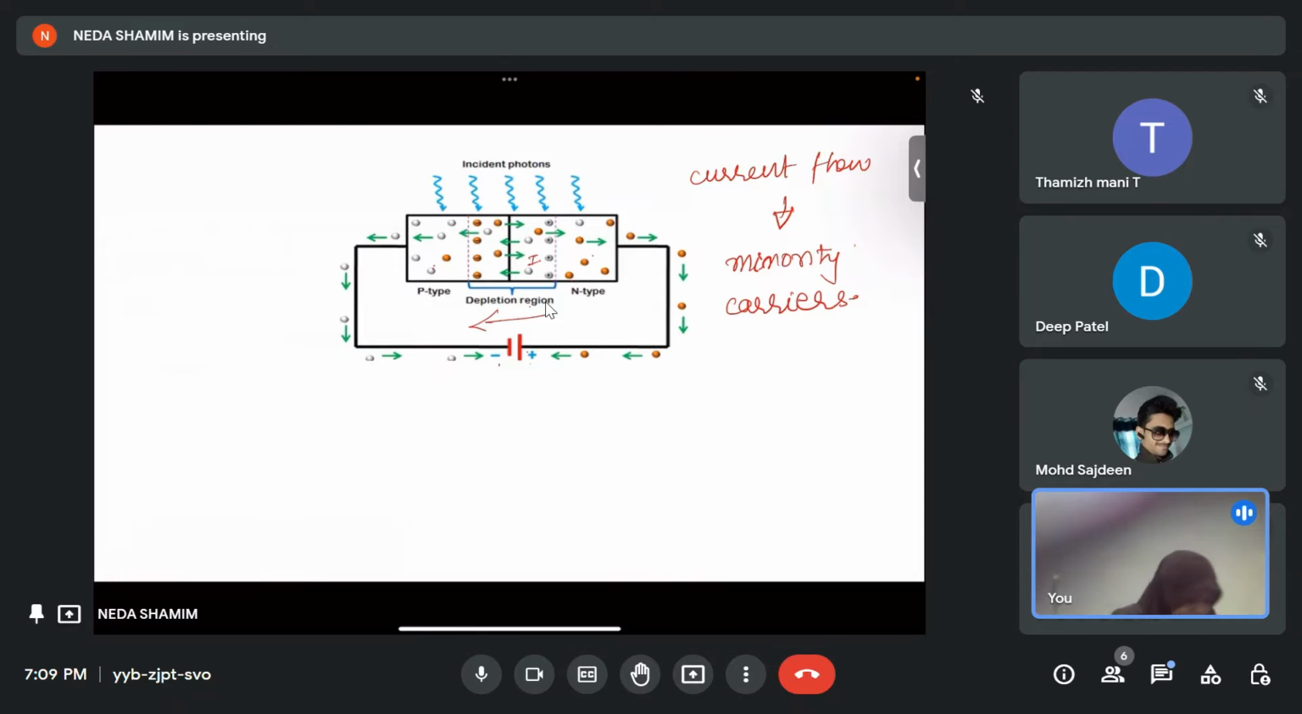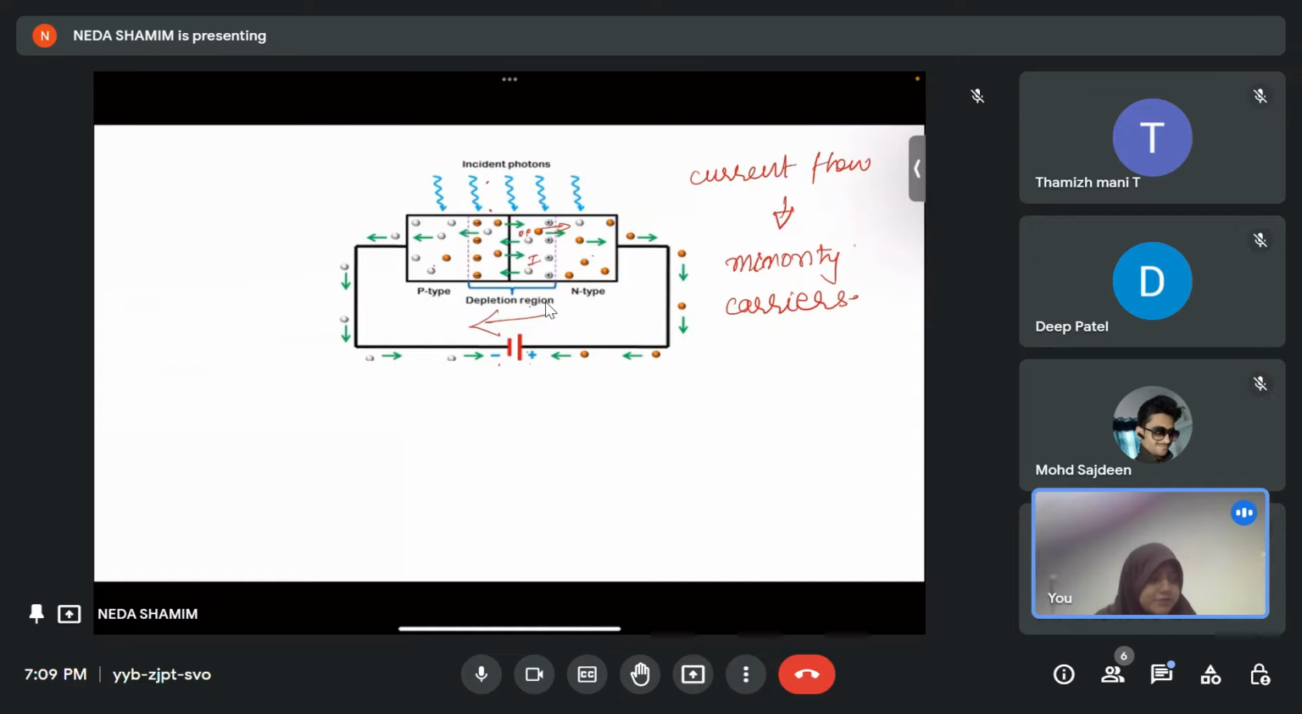What will be the direction of the current flow? This is a very simple question. Will it be from N to P or P to N? The current flow is because of the minority carriers. Light is incident over here, and there is electron-hole production. Electrons and holes will be produced, and they will move away from the depletion region of this junction.